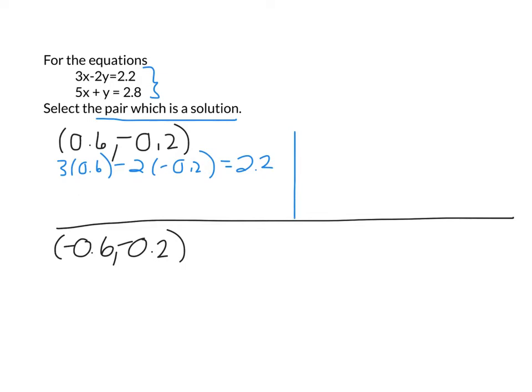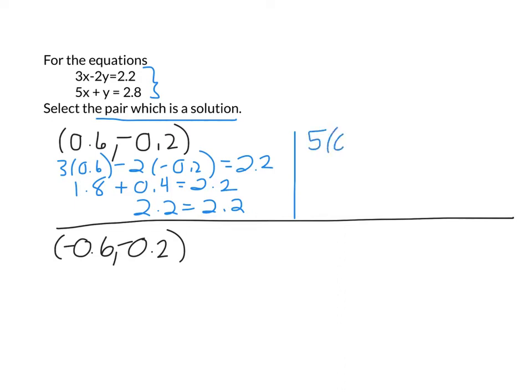And that will give us 1.8 plus 0.4 equal to 2.2. So 1.8 plus 0.4 will give us 2.2 is equal to 2.2. So it is a solution to the first equation, but we still have to substitute it into the second equation.